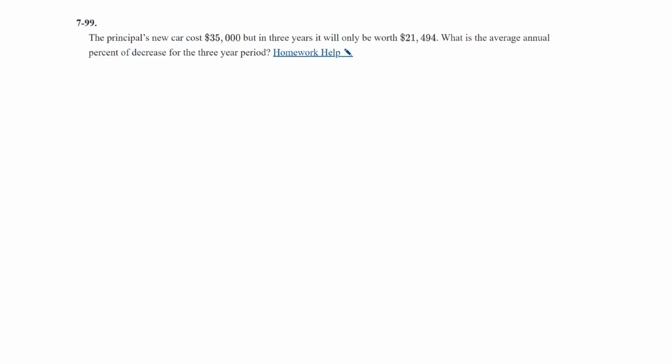Question 99, the principal's new car cost $35,000, but in 3 years it will only be worth $21,494. What is the average annual percent of decrease for the 3-year period? So there's a couple ways that we can approach this.